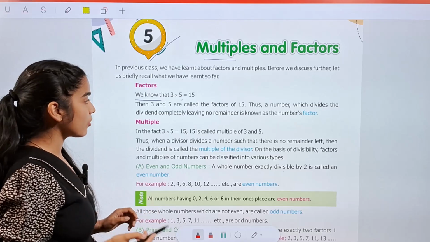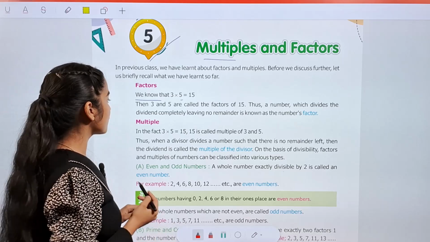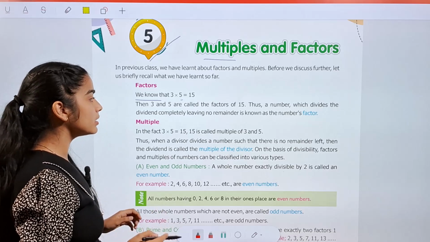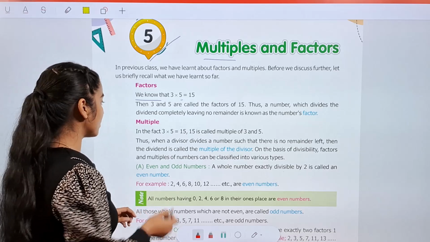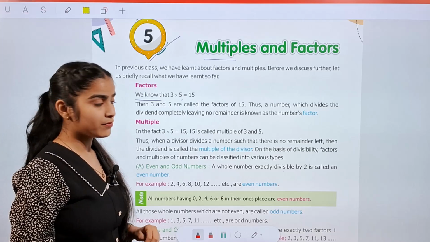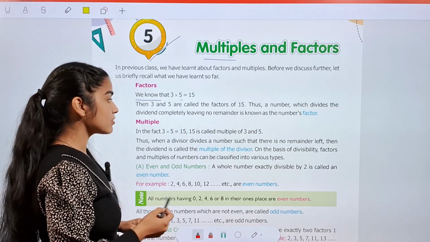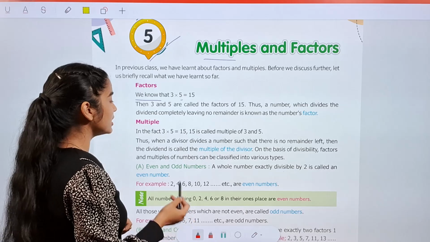Now factors. We know that 3 multiplied by 5 is 15, then 3 and 5 are the factors of 15. Thus a number which divides the dividend completely, leaving no remainder, is known as the number's factor. Multiple: in the fact of 3 multiplied by 5 equal to 15, 15 is called a multiple of 3 and 5.